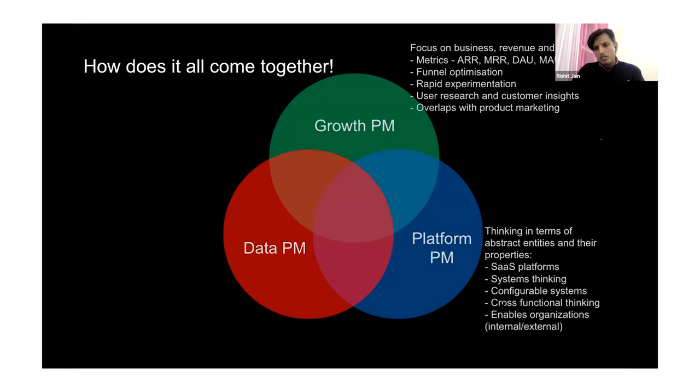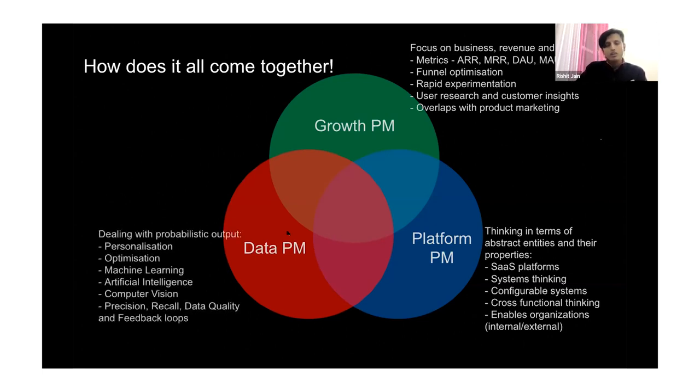Inherent cross-functional thinking is needed, and it enables organizations, whether internal or external. So a lot of work that is being done by a platform PM is then used by a growth PM or a data PM. Think of it as Lego blocks, where a platform PM decides what kind of Lego blocks need to be built. And then a growth PM can pick and choose those blocks and drive these metrics. And a data PM can try and pick and choose those other blocks and drive their own metrics.